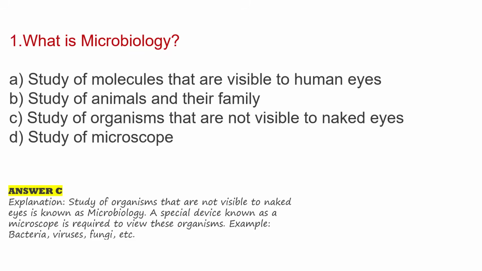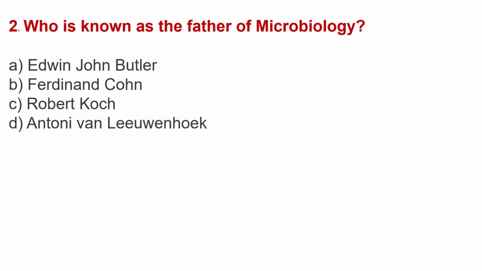So therefore, to see these organisms, a special device known as a microscope is required. Examples of these organisms are bacteria, viruses, and fungi. So these are the organisms that we cannot see with our naked eyes except when we use a microscope. So microbiology is a branch of biology that tries to describe that.